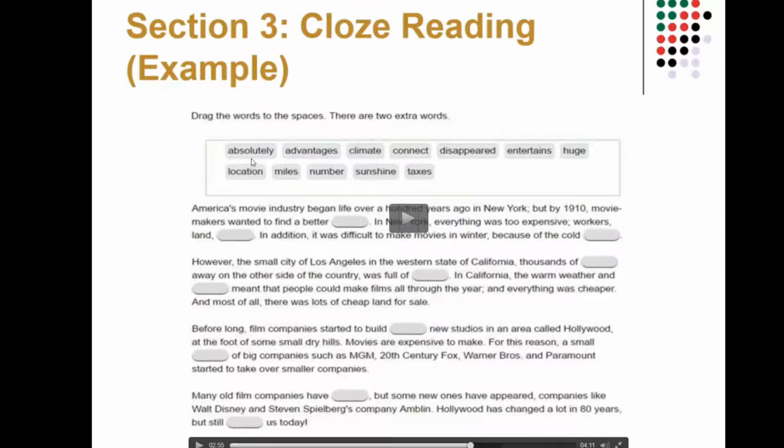We have the words: advantage, location, miles, number, sunshine, climate, connect, taxes, disappear, entertain, huge. So we have some words. We need a noun, right? We have climate, number, sunshine, taxes. We cannot say taxes because we need a singular after better. So location for what? Let me see. In New York, this is where. In New York, everything was too expensive.